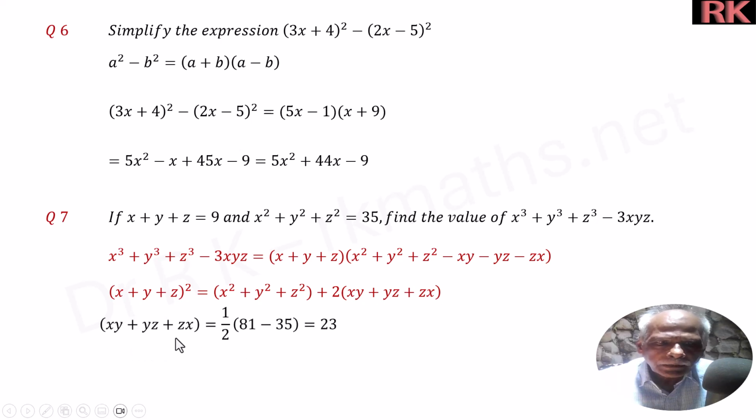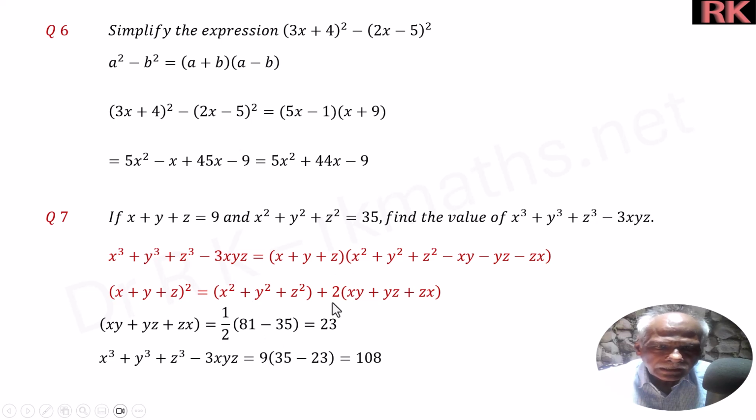Therefore, xy + yz + zx is equal to 1/2 times (81 − 35). 81 is 9² and x² + y² + z² is 35. Substitute, you get 46 by 2 is 23. And substitute in this: x + y + z is 9, x² + y² + z² is 35, minus (xy + yz + zx) which is 23. Substitute, simplify, you get 108 as the answer.